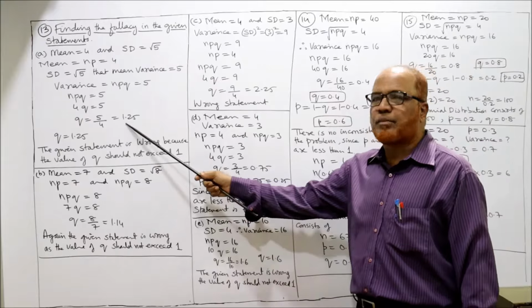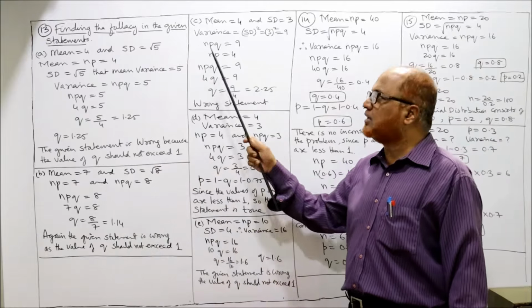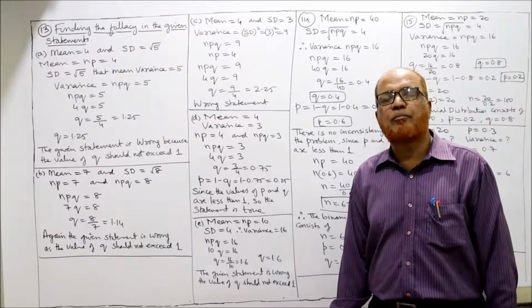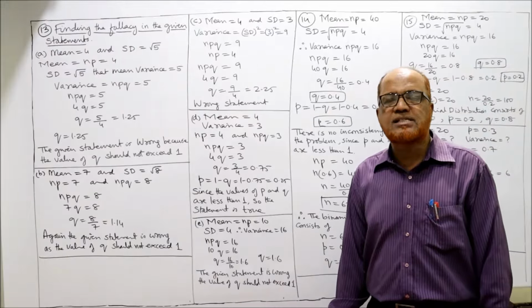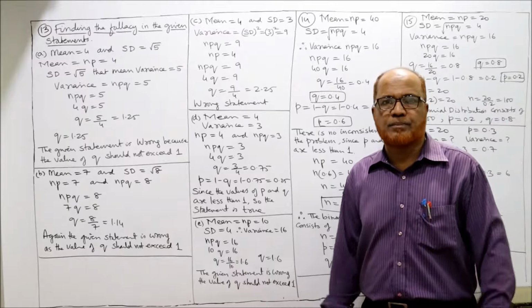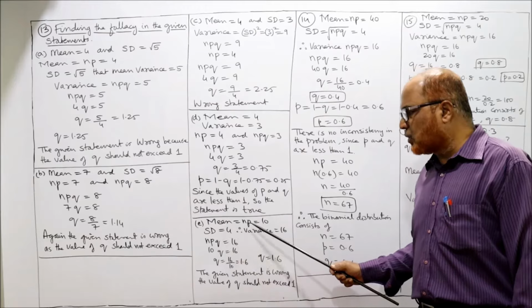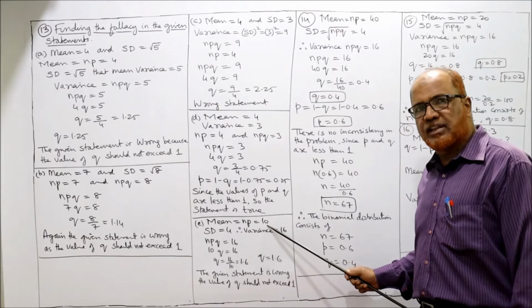The first statement wrong, second statement wrong, third statement wrong. Now fourth statement is true because the value of P and Q are less than 1. It is possible. It is correct. Last one. Mean is equal to NP is equal to 10. It is given in the problem.